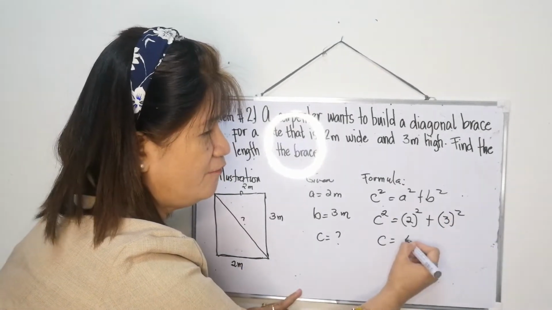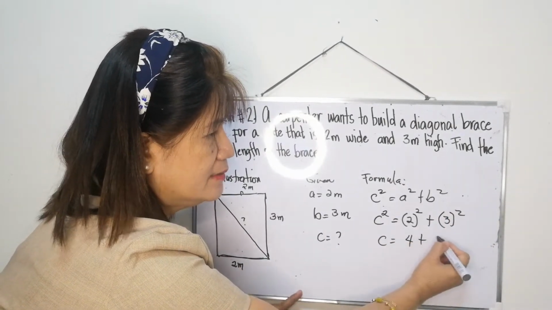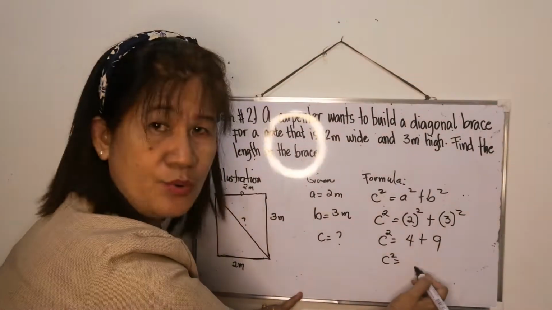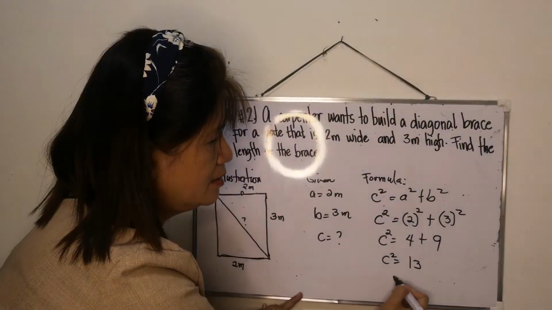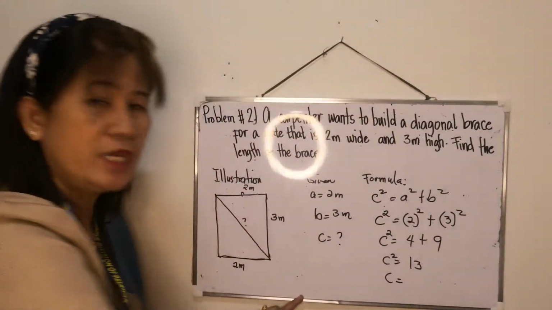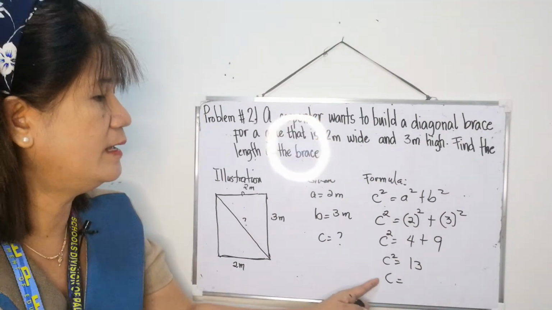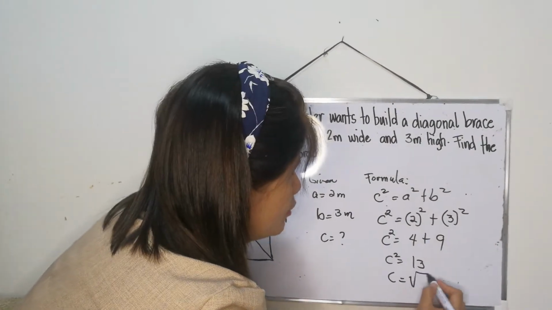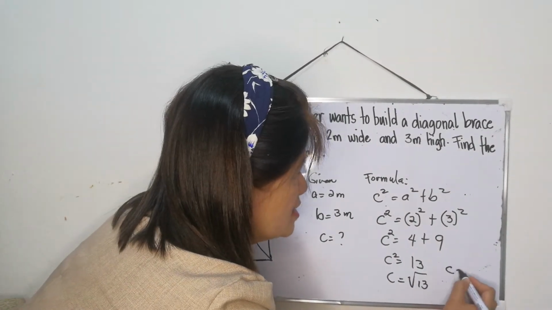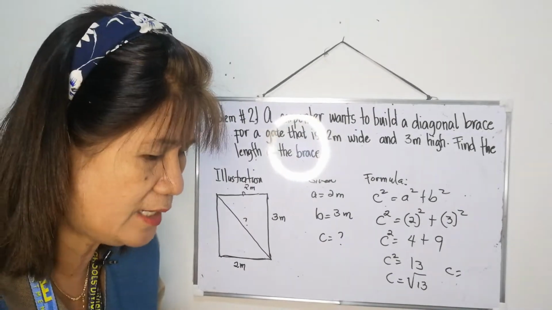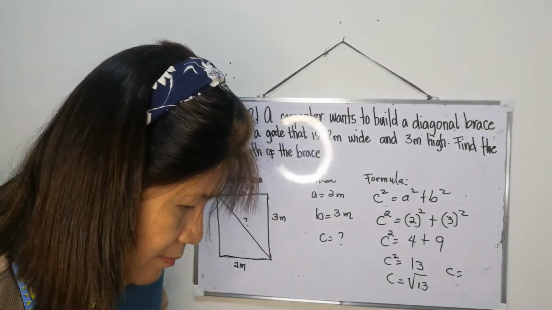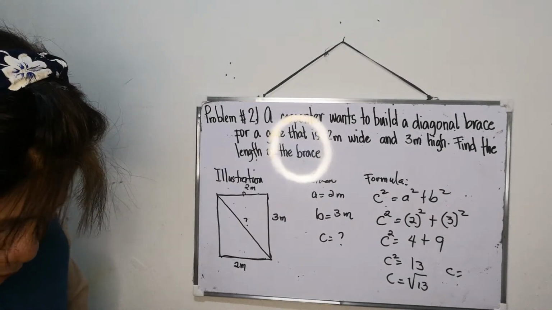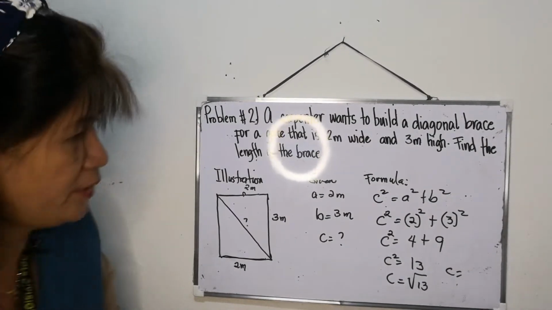So C squared is equal to 4 plus 9. So C squared is equal to 13. So in order to determine the value of C, or the hypotenuse, we're going to extract the square root of 13. So what is the square root of 13? Using your calculator, you can determine the length of the brace. It is 3.6 meter.